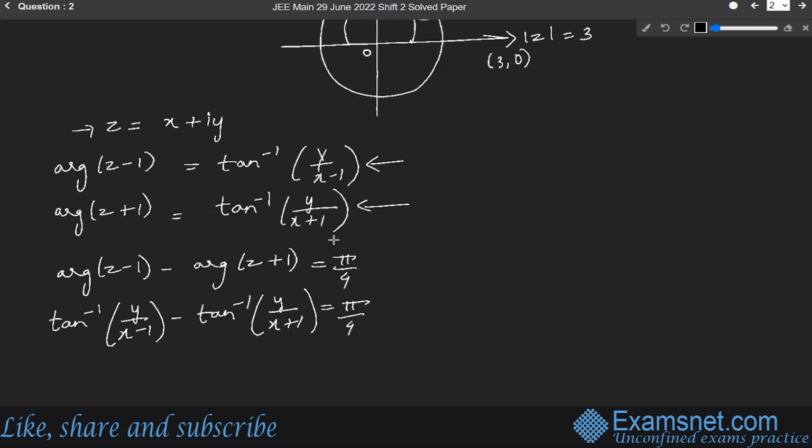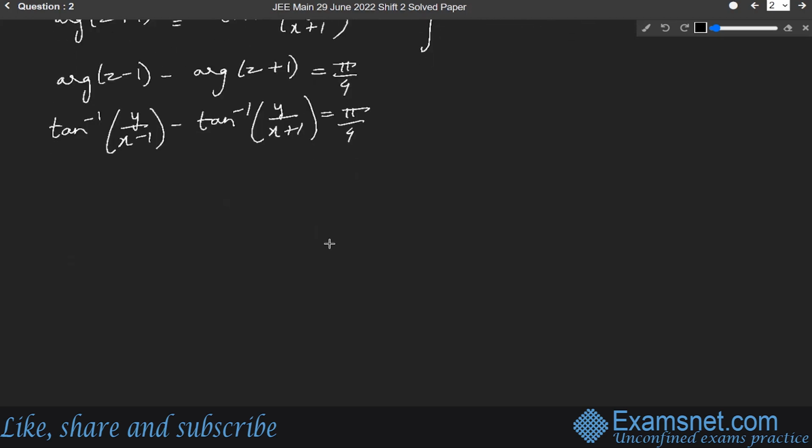For this part, you have to remember this basic concept: if the complex number z is equal to x plus iy, then argument of z minus 1 will be equal to tan inverse y upon x minus 1, and argument of z plus 1 will be equal to tan inverse y upon x plus 1. This is the basics that you have to remember. Now you can see that we have tan inverse y upon x minus 1 minus tan inverse y upon x plus 1 is equal to pi by 4.